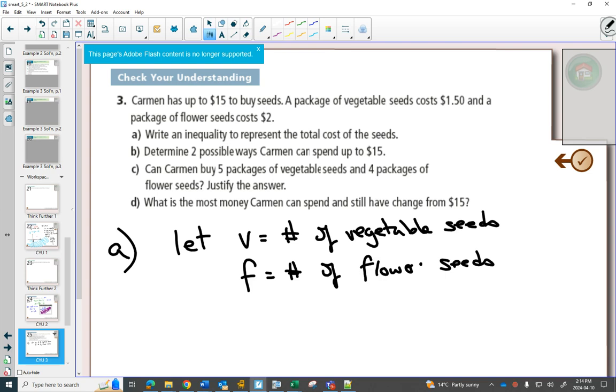How do we write this as an inequality? Well, every time she buys a vegetable seed, it costs her $1.50. And every time she buys flower seeds, it costs her $2. And this has to be less than or equal to $15. She can't spend more than the $15 that she has in her wallet. So you're right in seeing that if she had 10 of these and 0 of these, that makes exactly 15.